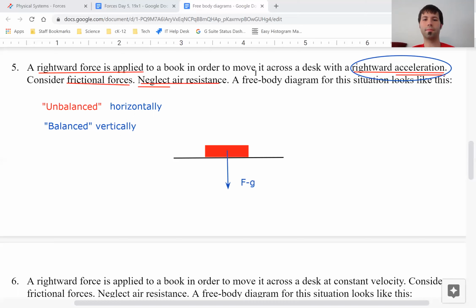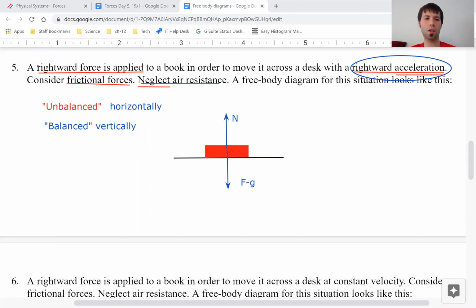Okay, this is what I mean by that. It's not accelerating up and down. It's not falling through the desk. So there must be a force balancing that gravitational force going upward. Well, that's the force of the desk. Whenever we have a surface pushing on another surface or an object, we call that the normal force. So I'm going to use the same color. That's my normal force. That's whenever a surface pushes back on an object.